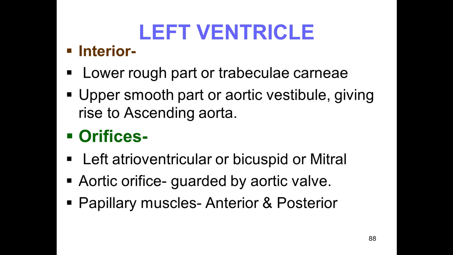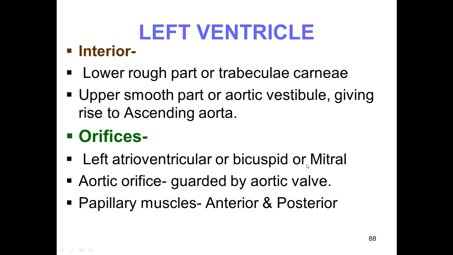If we study the interior features of the left ventricle, it also has the rough part, the trabeculae carneae, and the upper part is smooth, also known as the aortic vestibule, which gives rise to the ascending aorta. So there are two orifices here again: the bicuspid valve, or mitral or left atrioventricular opening, and the aortic orifice that is guarded by the aortic valve.